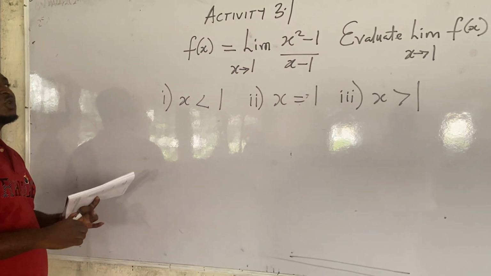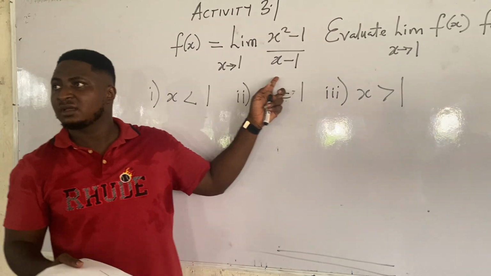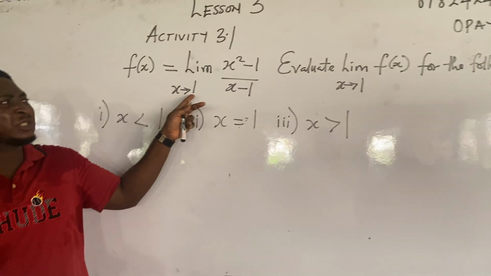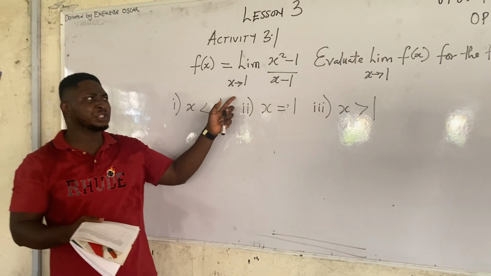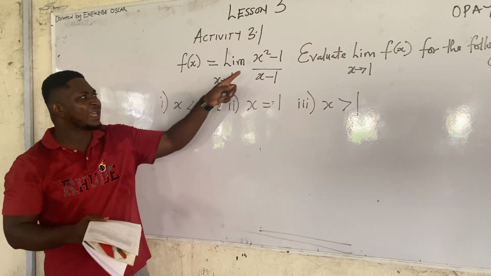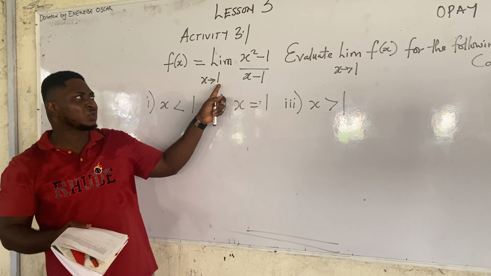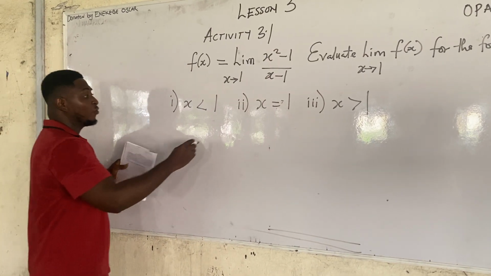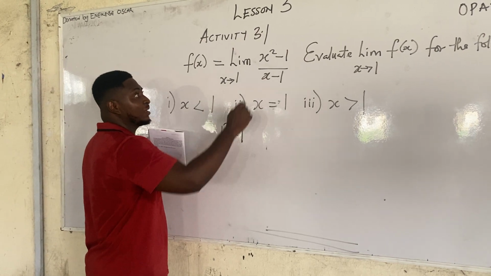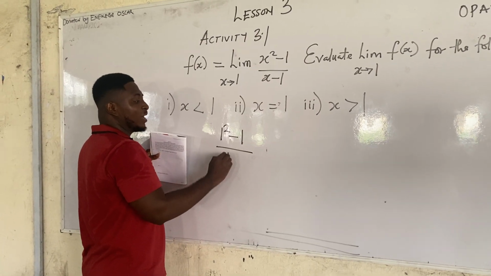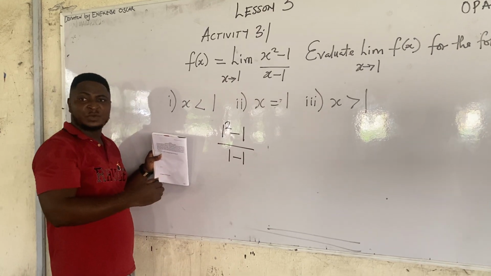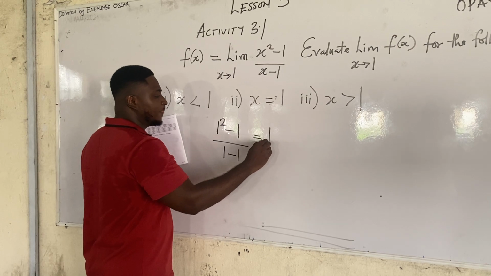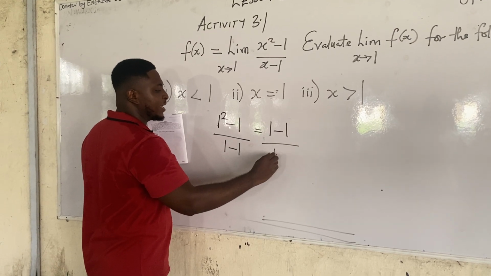Class, when you're given a limit question like this, it's your job to take your limit point. Our limit point is 1, right? And put it into the function. How do you put your limit point into the function? By replacing x with 1. Replace x with what? 1. Anywhere we see x, put 1. So we are going to have 1 squared minus 1, right? All over 1 minus 1. Are you there? 1 squared gives us 1, minus 1, all over 1 minus 1.